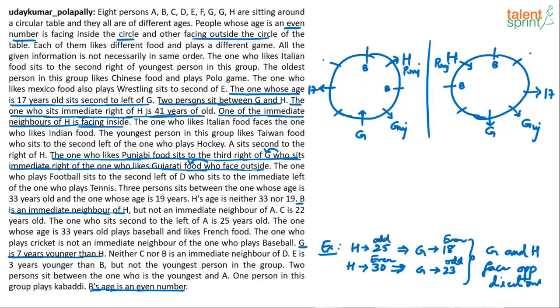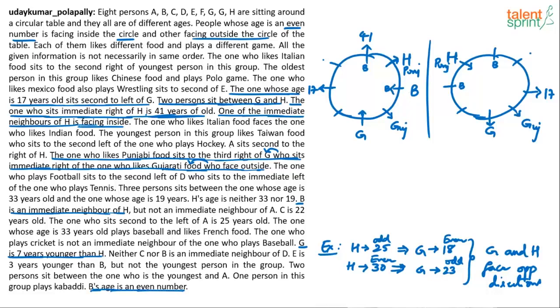We know that the one who sits on the immediate right of H is 41 years old. Now fix it. In case 1, H is facing outwards, so immediate right is anti-clockwise. This should be 41 years. And since this is 41 years, this is facing outwards. We know that B's age is an even number, so can this be B? No. B has to come here. And since B's age is an even number, B should be facing center.